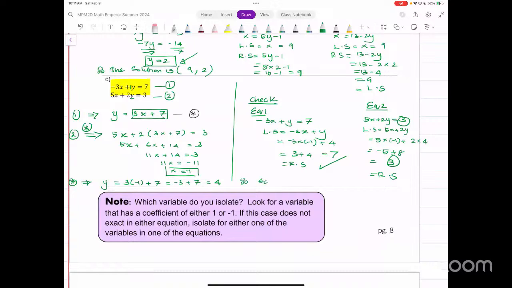Therefore, the solution is minus 1 comma 3, isn't it? I mean minus 1 comma 4. I find y is 4, guys. Make sense? The check you got 3, but that's on my right-hand side. That's not a y value.